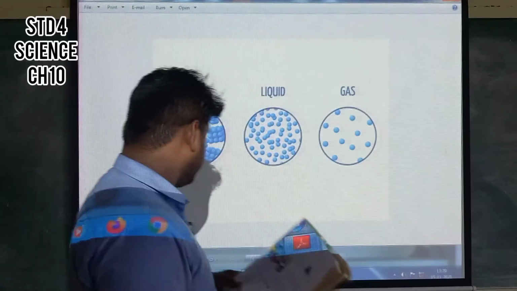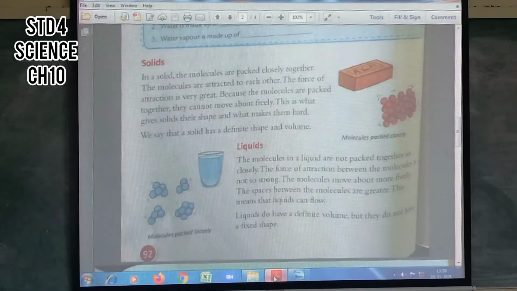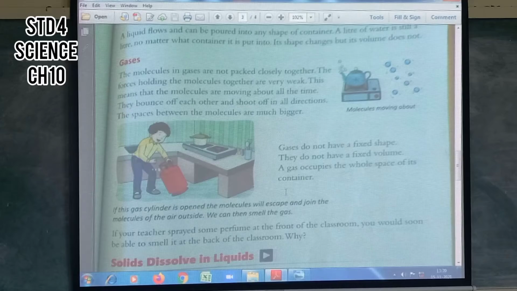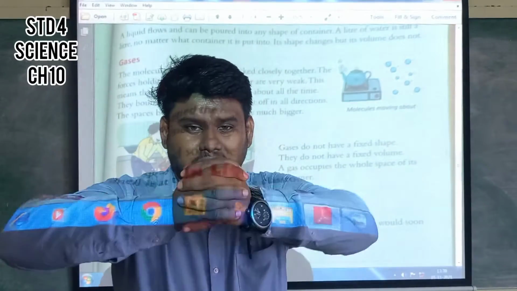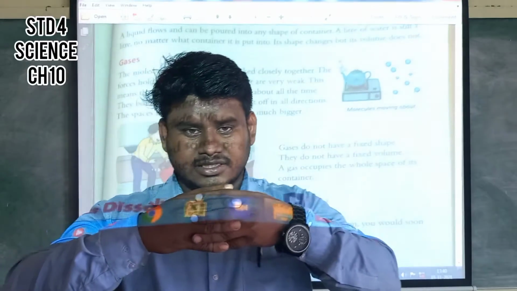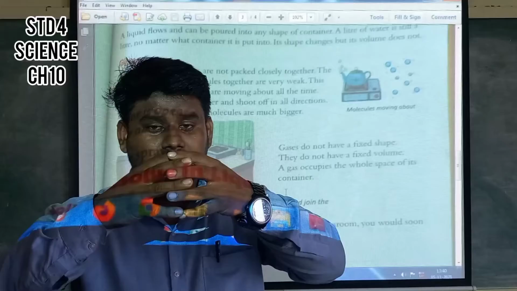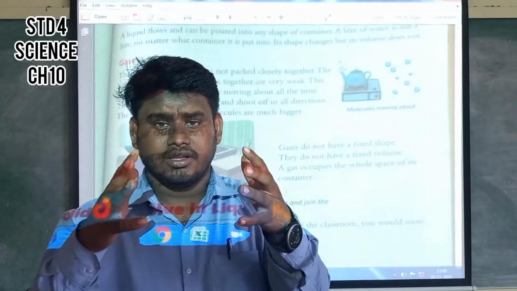Okay, so basically the thing is, let me tell you. In solid, the bonds between the molecules are like this; they are closely packed. But in liquid, they are like this; they can flow. But in gas, they are not bonded like this; they are freely moving.